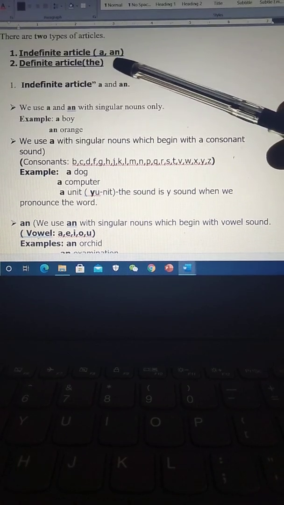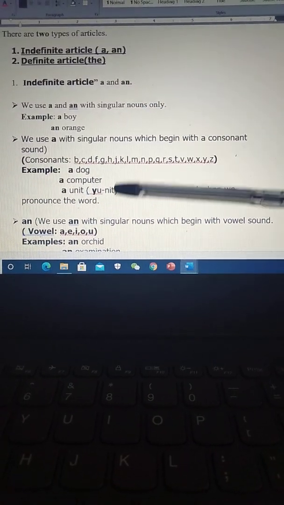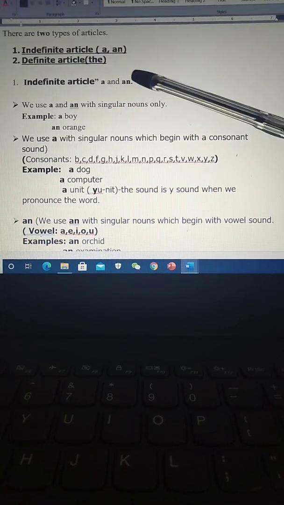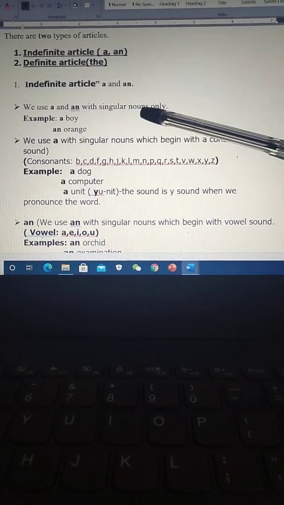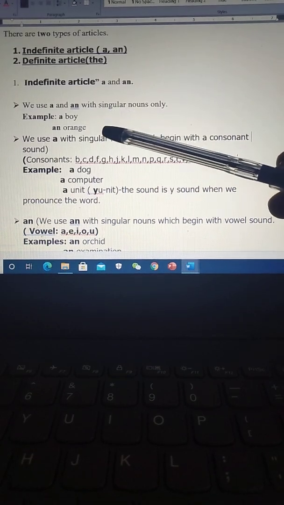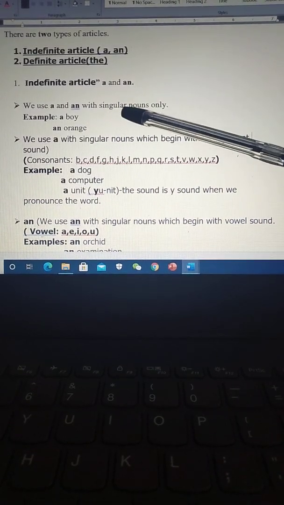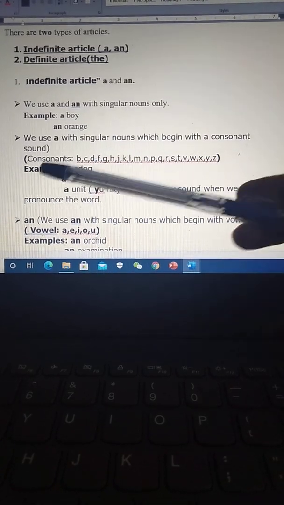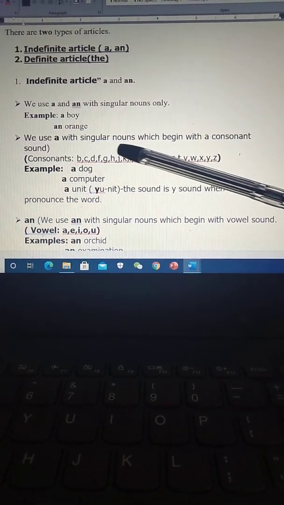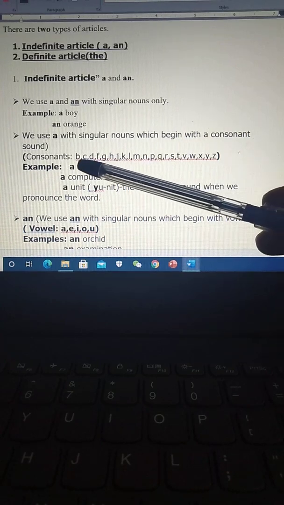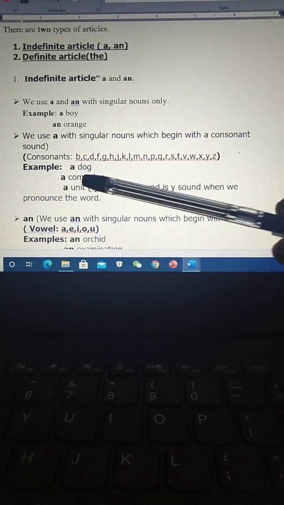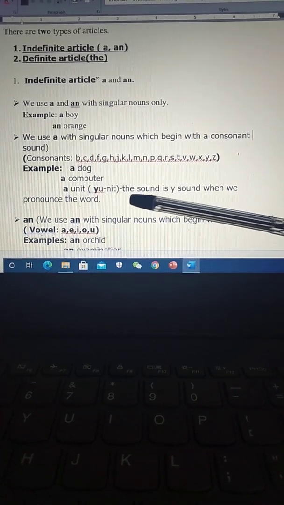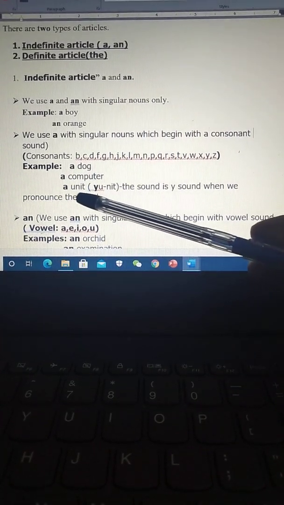We learned the rules to use a and an. We use a and an for all singular nouns, like a boy, an orange, an elephant, an egg, a girl, a flower, for one singular. Then we also learned that a is used for a singular noun with a consonant sound. We use a in front of the consonant sound: a dog, a computer, even a unit.